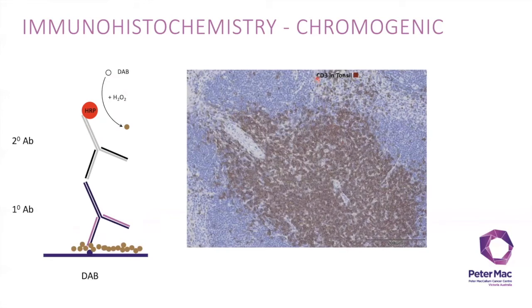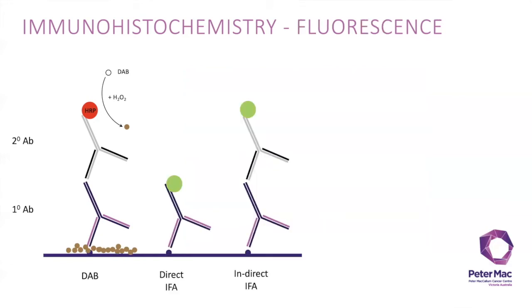And this results in this brown staining pattern. Here we're using an anti-CD3 antibody in tonsil, and you can see where your protein of interest lies within the tissue. And here we've counterstained the nuclei. So this is our chromogenic stain using DAB.